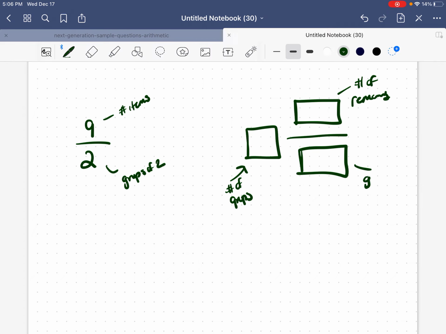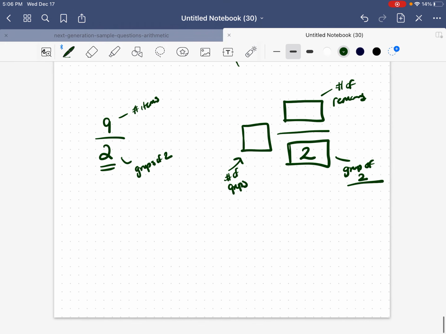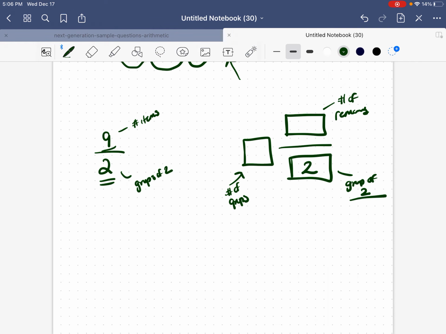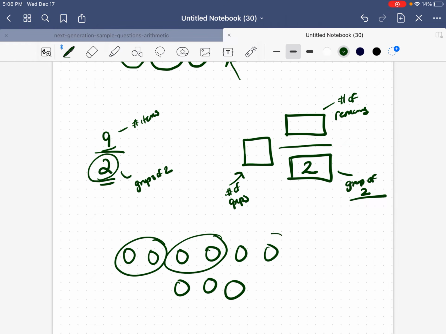And this is the groups of, and usually the same as the denominator. So groups of 2. So we can go ahead and put 2 in there already. But again, we're going to look at a picture to fill this information out. So I'm going to make 9 items, 1, 2, 3, 4, 5, 6, 7, 8, 9. And I'm going to see how many groups of 2 I can make. 1, 2, 3, 4. I can make 4 groups of 2, so 4 is going to be my whole number.